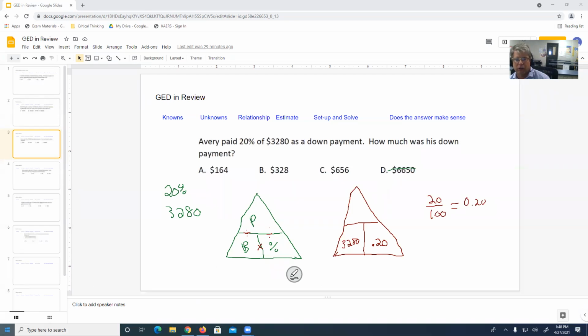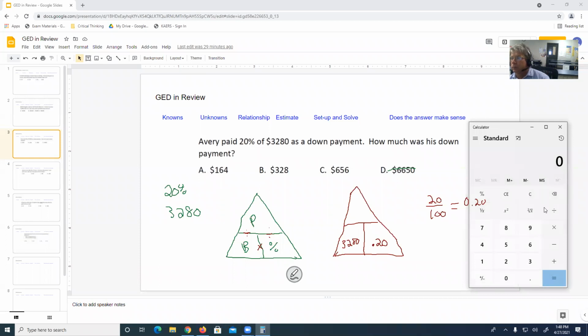So see if I can find my calculator. Looks like I lost it. So 3,280 times 0.20 gives me then 656. So my down payment would actually be $656.